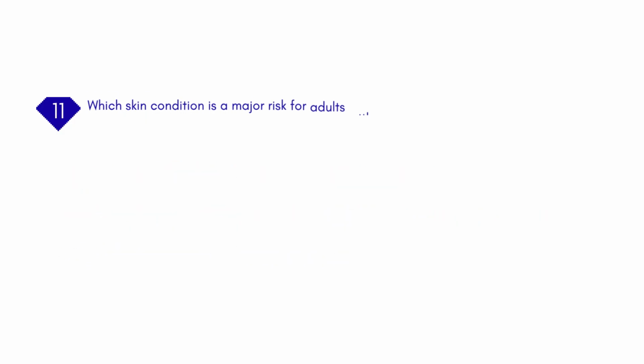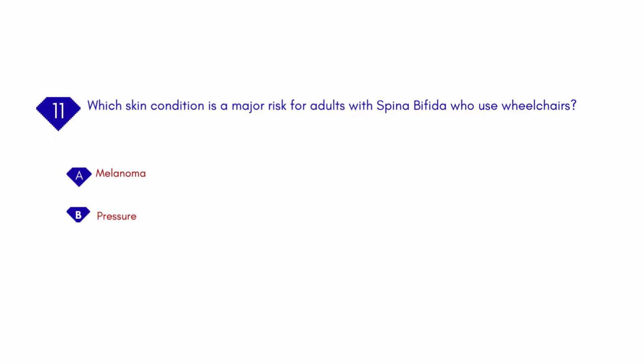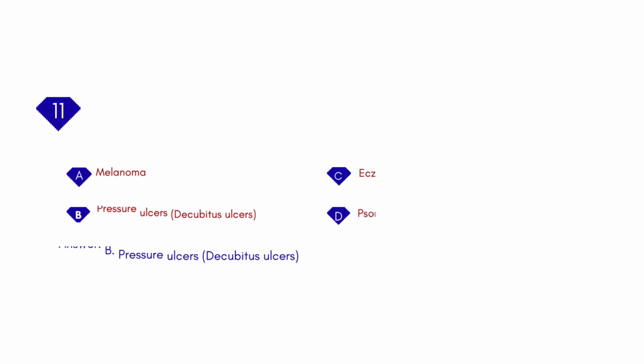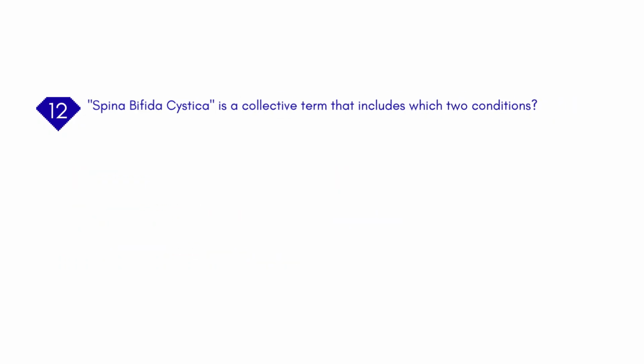Which skin condition is a major risk for adults with spina bifida who use wheelchairs? A. Melanoma. B. Pressure ulcers, decubitus ulcers. C. Eczema. D. Psoriasis. Answer: B. Pressure ulcers, decubitus ulcers.